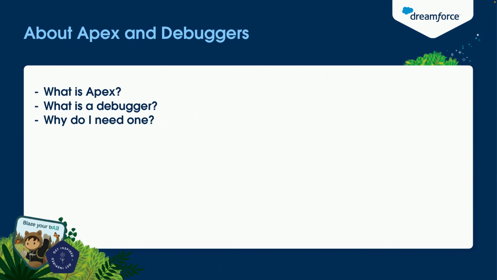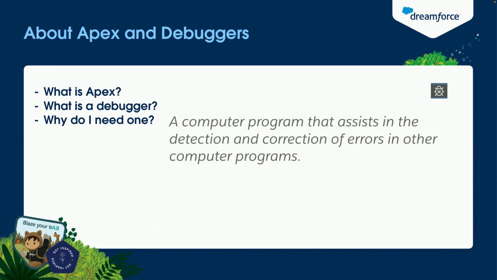Now, let's understand what a debugger is. A debugger is a computer program that assists in the detection and correction of errors in other computer programs. Okay, but why do you need one?